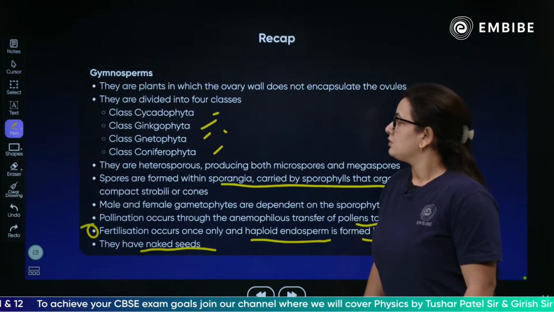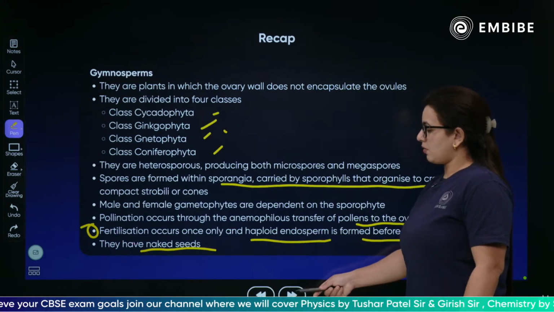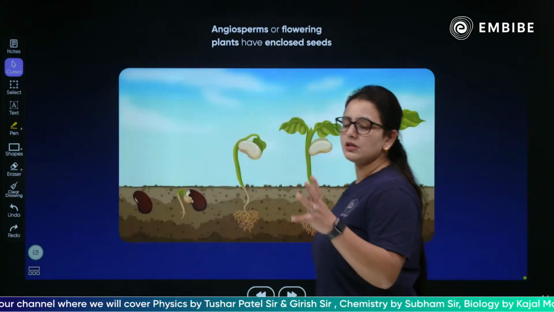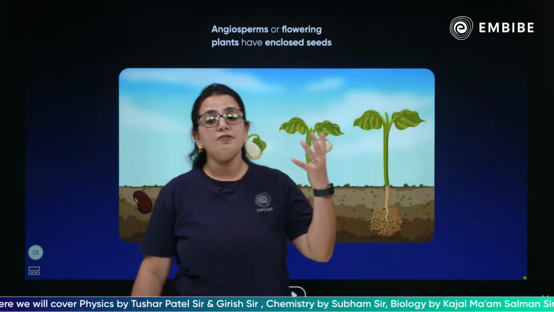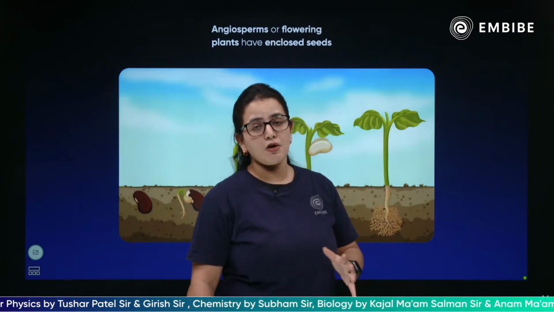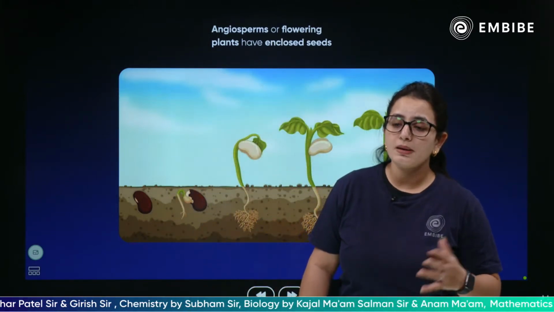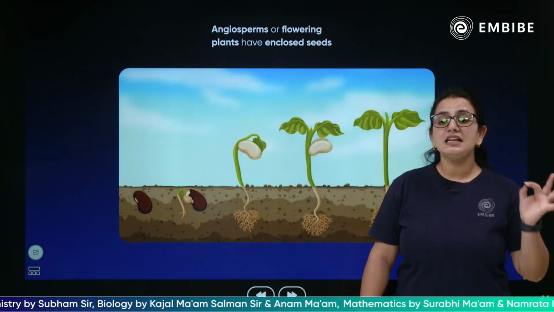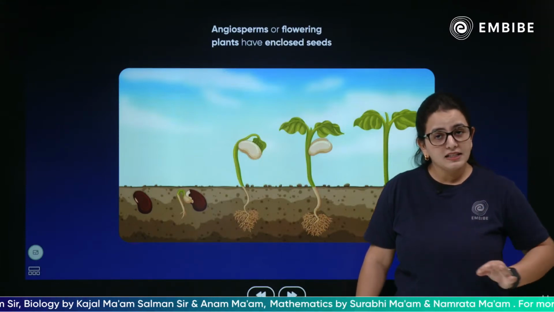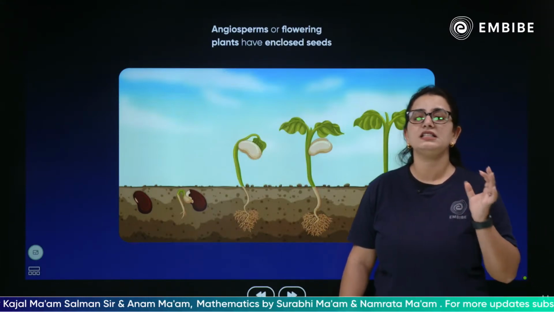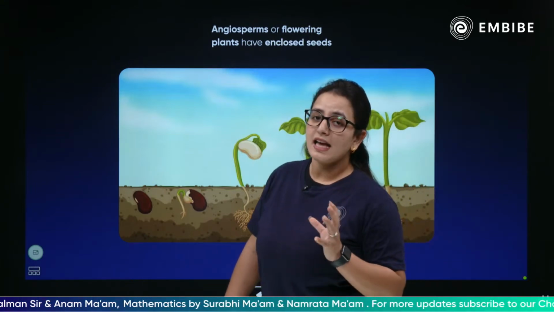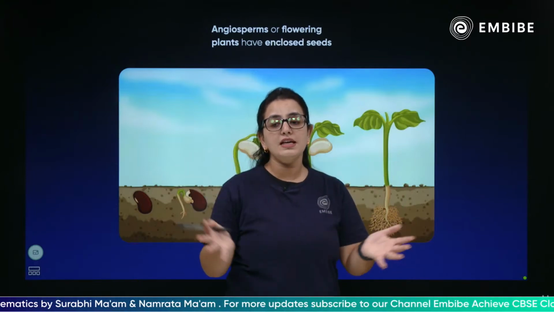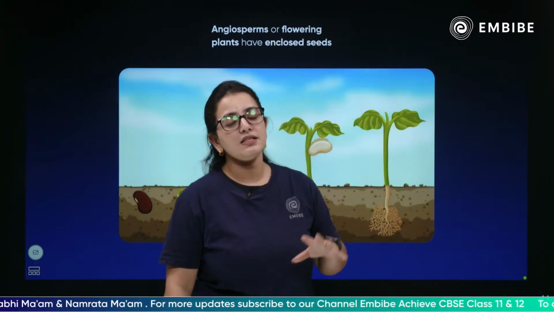So let's start today's topic. The very first thing, children, talking about angiosperms: the most important characteristic of the angiosperm family, which is not seen in any other family, is that they are seeded plants, and the seed is typically enclosed. The ovules are enclosed inside a covering. There is an ovary, and inside that there are ovules.